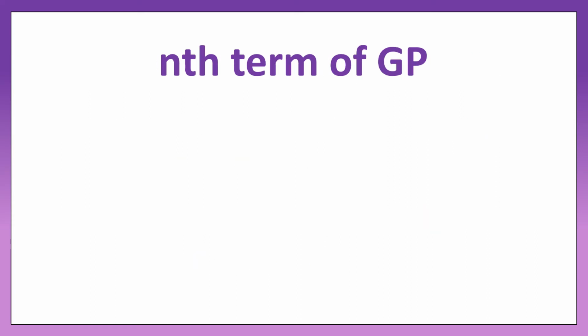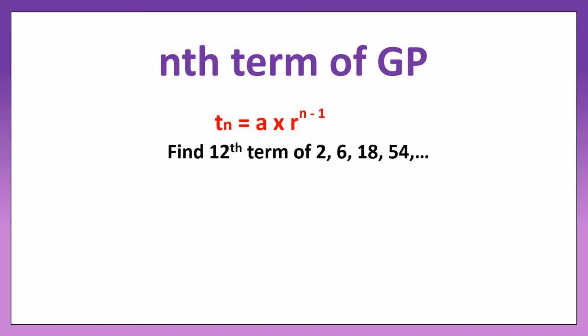Now let us see how to find the nth term if a series is in geometric progression. The formula to be used here is Tn is equal to A into R raised to n minus 1. The n is the number of terms in the series, A is the first term in the series and R is the common ratio. Now, using this formula, let us try to solve a problem. The question is to find the 12th term of the series 2, 6, 18, 54, dash. Now here, all the values required for using in the formula are clearly given. A is 2, R we can find by dividing the second term by the first term, and n is given as 12.